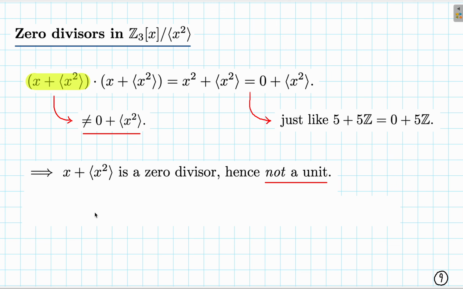And the existence of this x plus bracket x squared, which again is a non-zero element that is not a unit, allows us to conclude that our quotient ring is not a field. This is an important example because a key question in the remainder of this course is the following. When is or isn't a polynomial quotient ring a field? And this example is the first glimpse into that question.